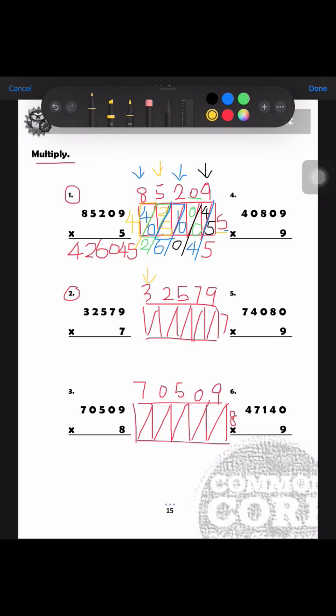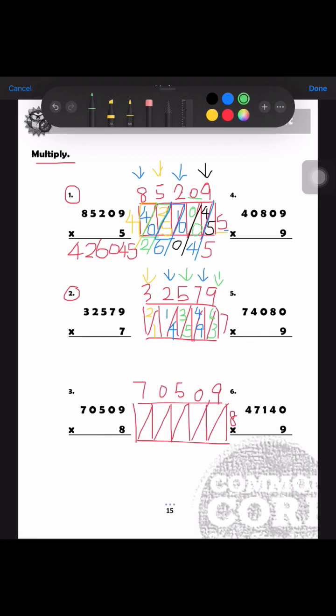32,579 times 7. So we calculate 3 times 7 equals 21, so 2, 1. And then 2 times 7 equals 14, so 1, 4. And then 5 times 7 equals 35, so 3, 5. And then 7 times 7 equals 49, so 4, 9. And then 9 times 7 equals 63, so 6, 3.